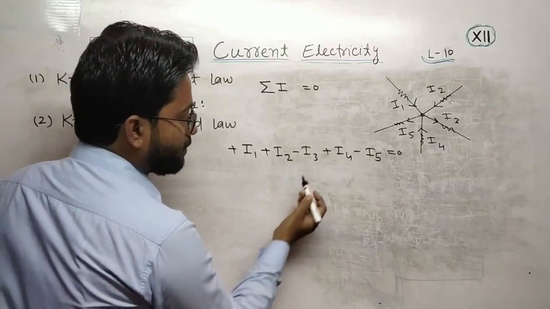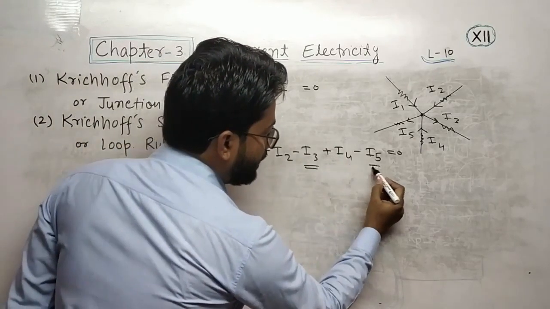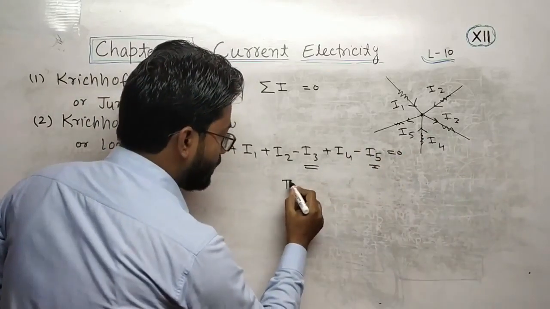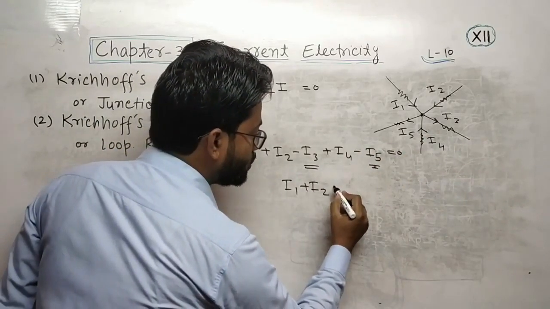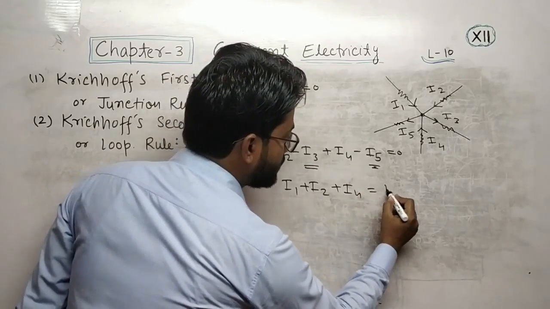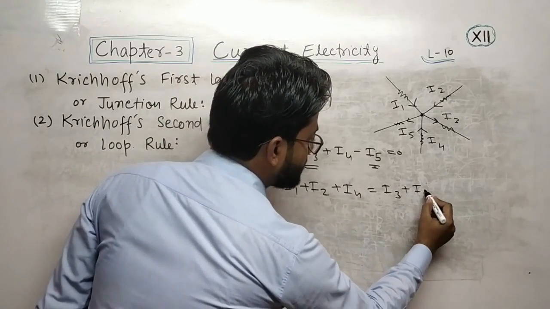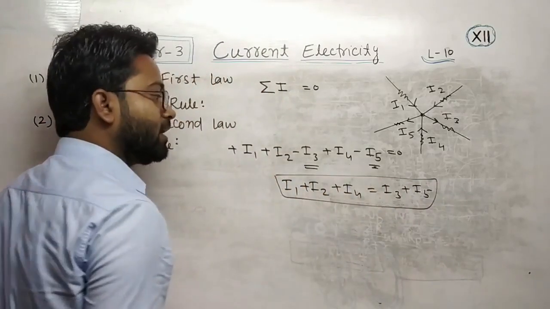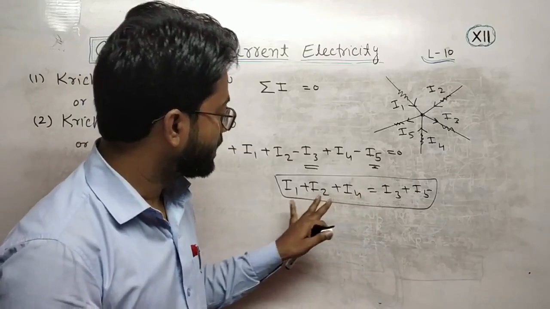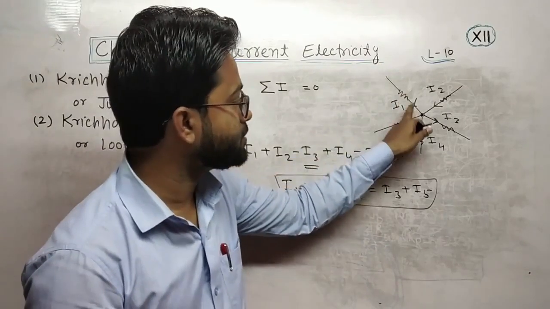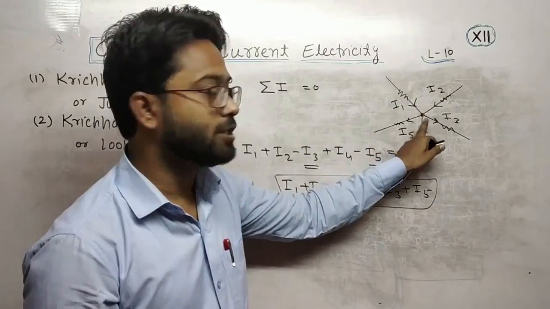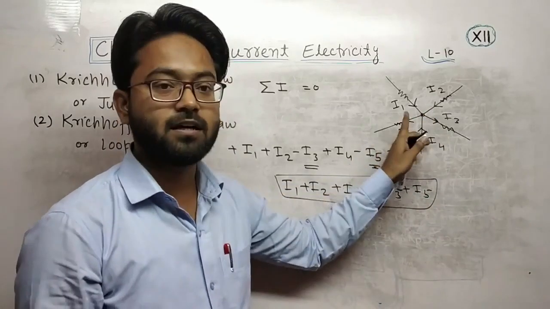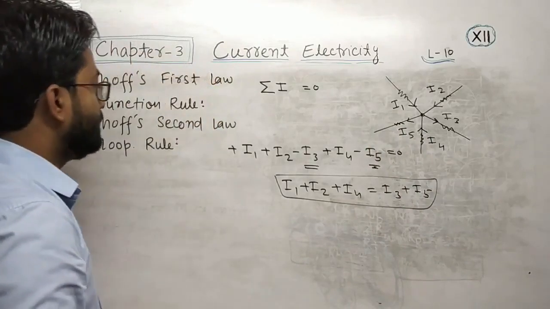In other words, we can transfer I3 and I5 to the other side: I1 plus I2 plus I4 is equal to I3 plus I5. In other words, you can say that the sum of all the currents coming toward the junction is equal to the sum of all the currents leaving the junction. Very simple.